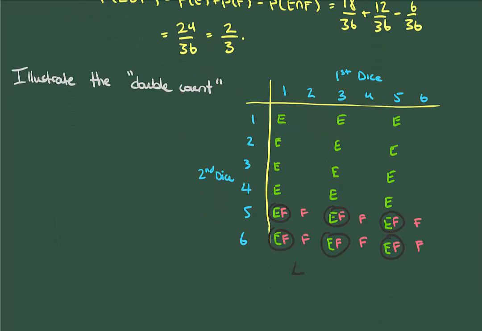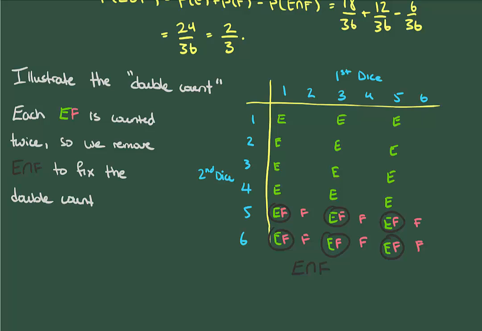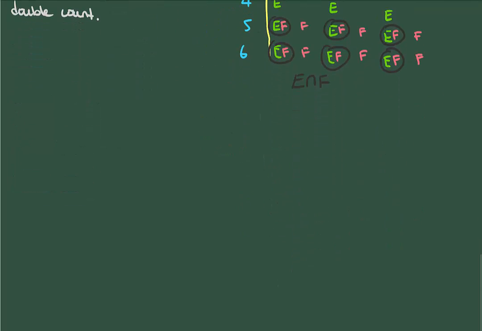Wherever you see an EF together, that counts as a single item in the probability, but it was counted twice, once as an E and once as an F. Therefore, we have to account for this by subtracting one copy of the overlap, which just has the same size as E intersect F.